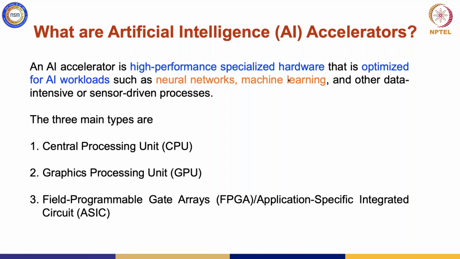And if you classify it, there are three main types of artificial intelligence accelerators. You have a CPU, you have a graphics processing unit or a GPU, and then you have field programmable gate arrays or ASICs as well. So these are three actual devices wherein you can work with your AI workloads.